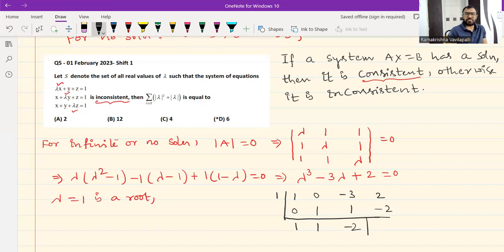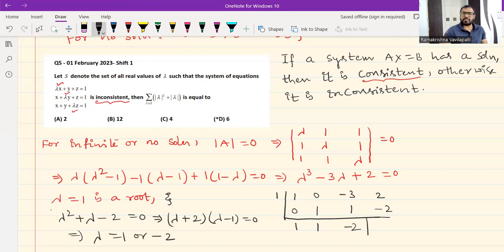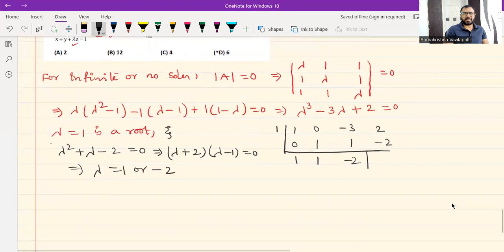Right. So what is the other factor? The other factor is lambda square plus lambda minus 2 equal to 0. So this implies you will have lambda plus 2 into lambda minus 1 equal to 0. So lambda equal to either 1 or minus 2. So we got a repeated value for lambda, that is 1. So here we got only 2 values for lambda. Now which one is correct? That the system will not have a solution. Means the system is inconsistent.